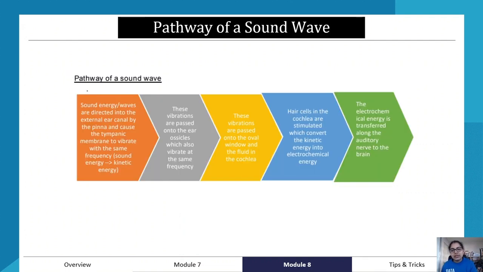So like I said, sound wave energy is directed into the external ear canal by the pinna. They cause the membrane to vibrate with the same frequency. These vibrations are passed onto the ear ossicles. So the eardrum beats against the ossicles, the ossicles then beat against the cochlea, and from there the hair cells in the cochlea are going to convert the kinetic energy of the sound to electrical energy, and then those electrical impulses are sent to your brain via the auditory nerve, so that you can actually interpret and perceive the sound.